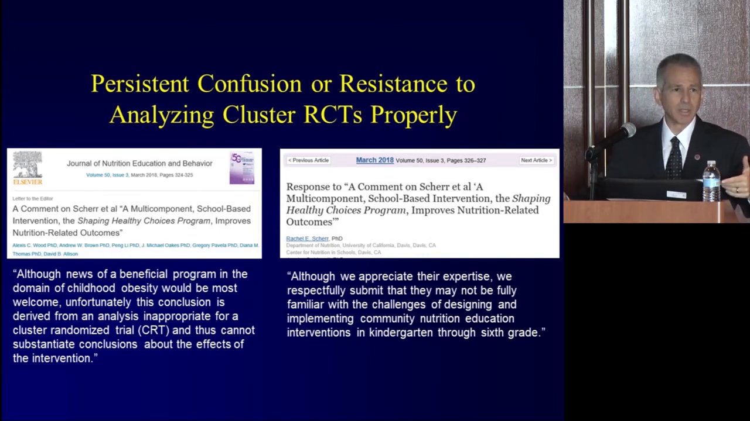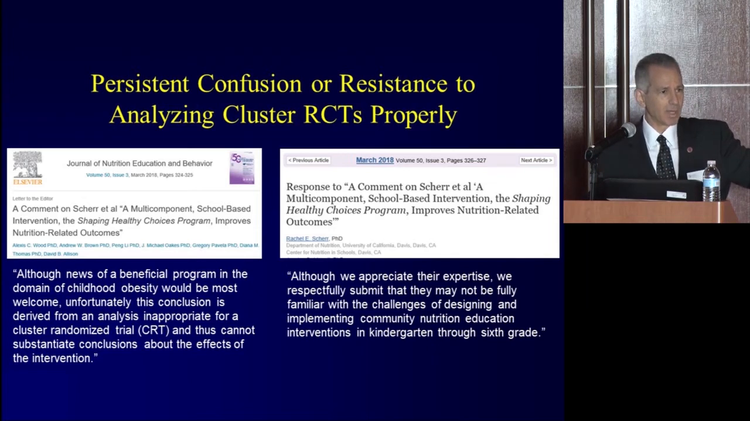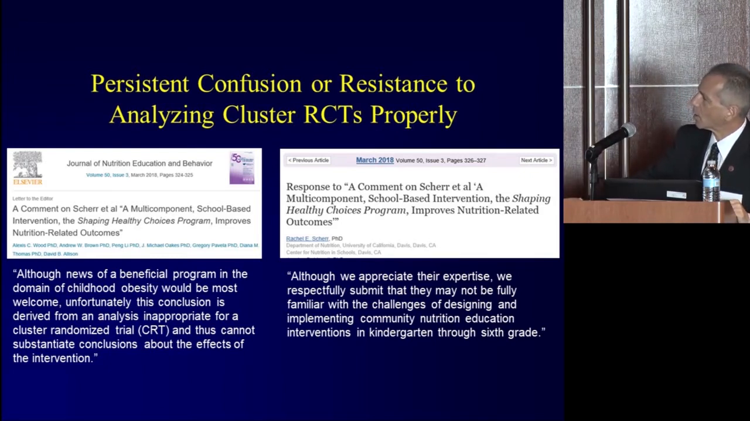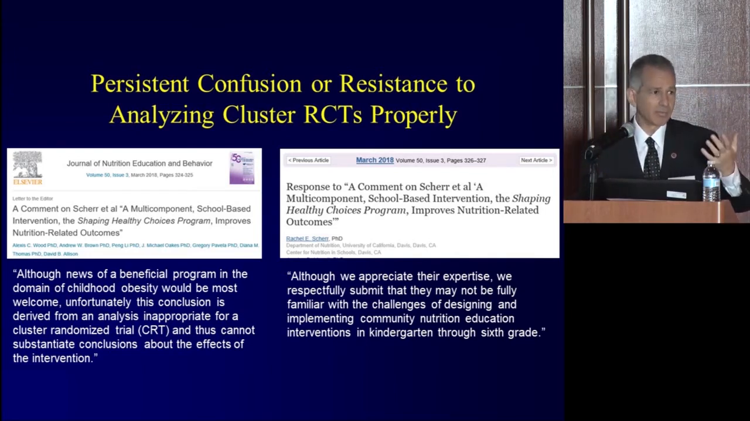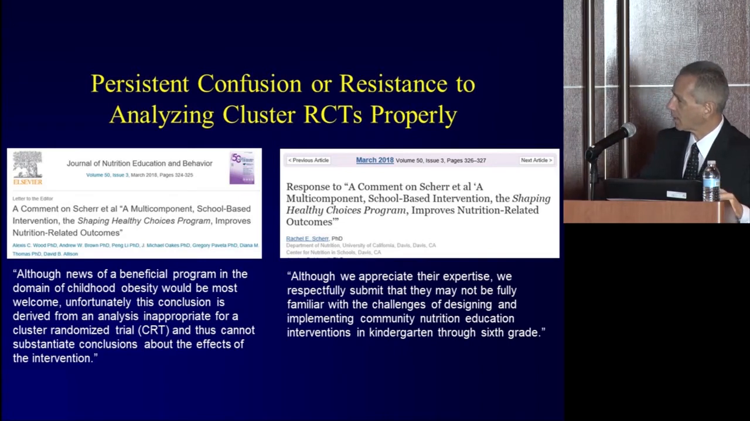The wrong answer is to forget that you did a cluster randomized trial and analyze each kid as though they're a unique individual. That's what was done. We wrote a letter with several statisticians from several different universities, got together and said, this is just completely fallacious. These are incorrect analyses.